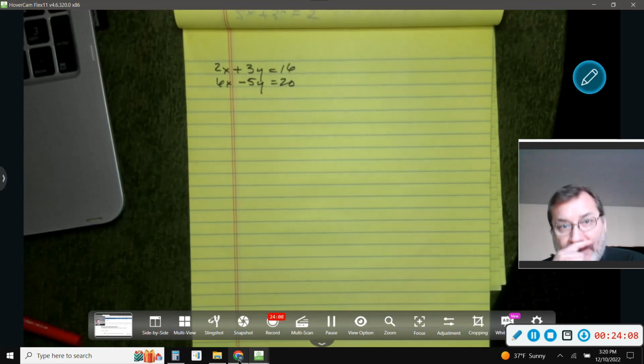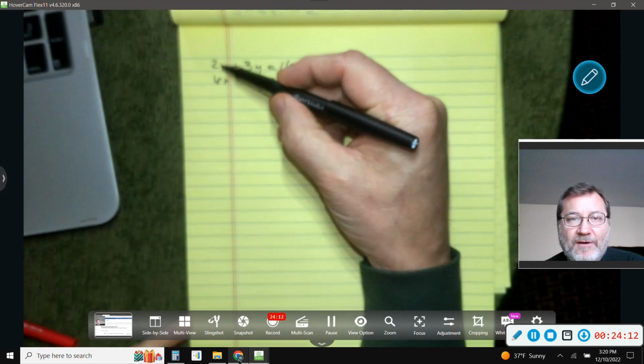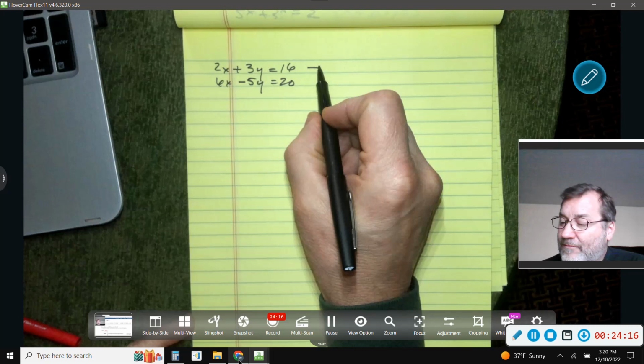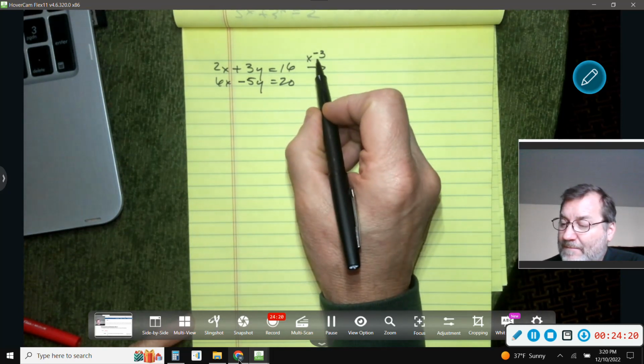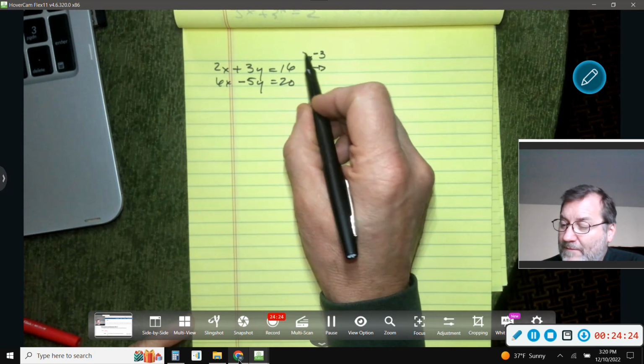So what do I got? Here's my equations. Like I said, I'm going to try to eliminate along the x's. I'm going to multiply everything on the top by a negative 3. That's what that means there, times the negative 3.